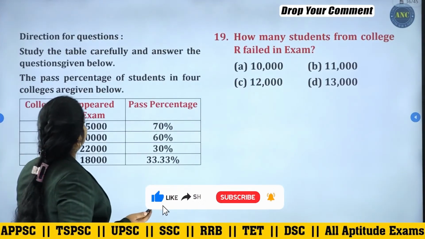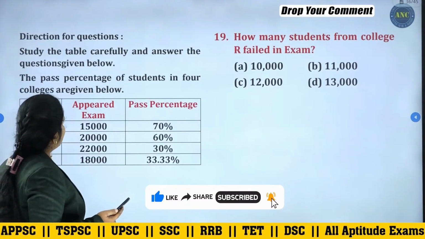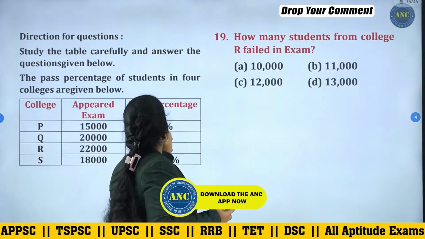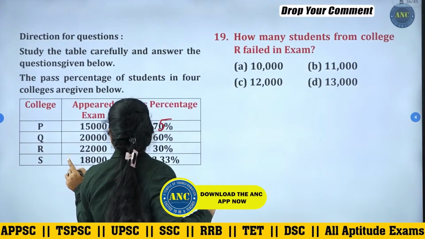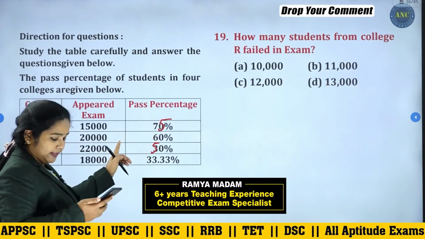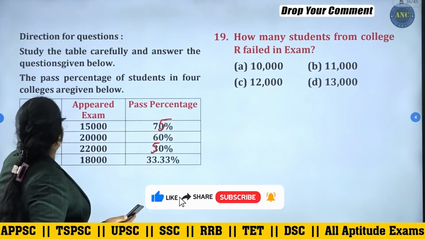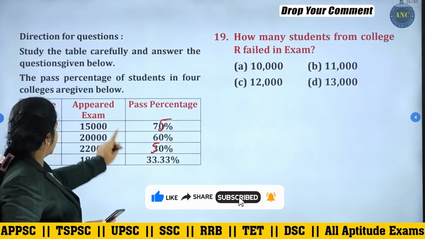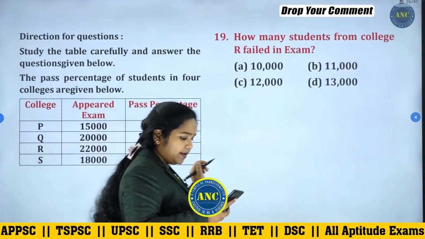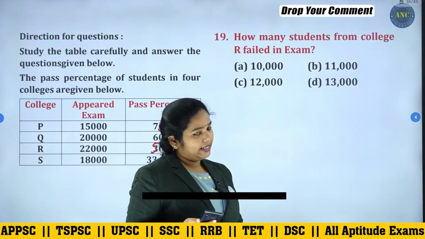The pass percentage of students in 4 colleges is given below. So here it's 75%, and this is 50%. Please note this down. This is 75% and 50%. So what they are saying is, the pass percentage of students in 4 colleges is given below. Now we have to figure out the answers according to the question. First question is, how many students from college R failed in the exam?